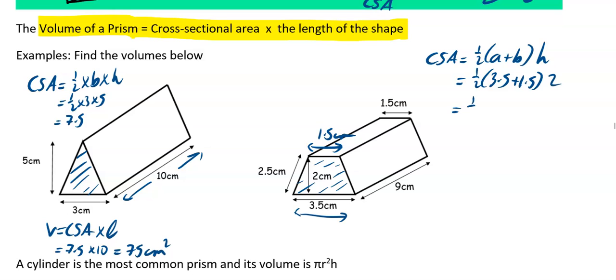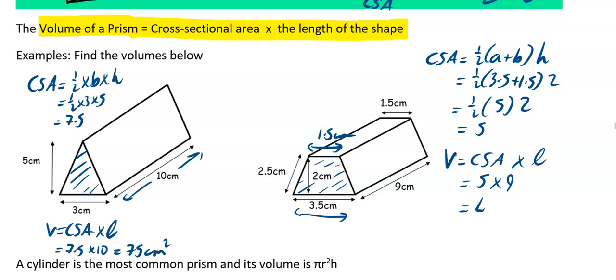So times 2. So that's going to be a half times 3.5 plus 1.5, which is 5, times 2. And then a half times 2 is just 1, times 5 just gives you 5. Okay, your volume is your CSA times your length. So it's just 5 times 9, which is 45 centimeters squared.